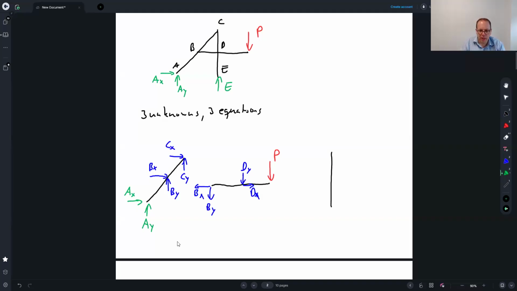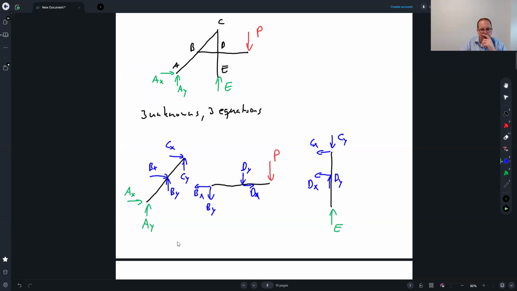So we have our support reaction at the bottom, E. At the top, we have point C, so we have CX and CY. CX was to the right, so now it's to the left. CY was positive upward, so now it's positive downward. And then DY was positive downward, so now we need to have an upward positive. Oops, that's not a C, that's a D. DY, and then DX was positive to the right, so now it's positive to the left.